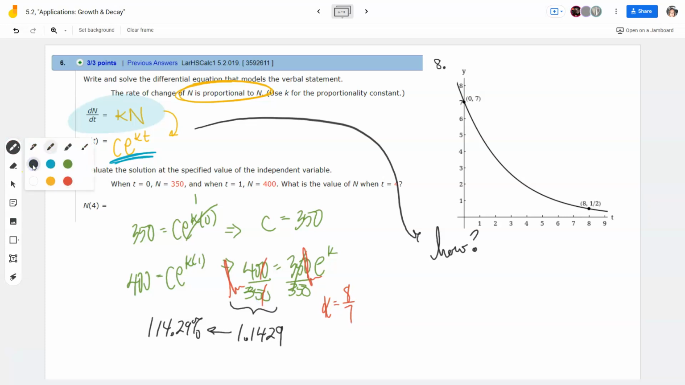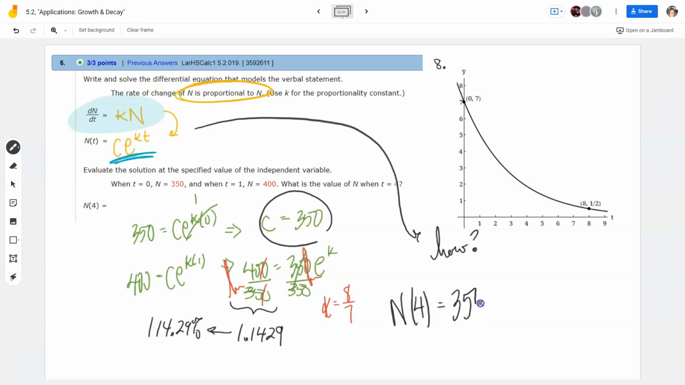I take all the information that I have, and I say n of 4 is my snazzy equation from back here, but I know the c. The c is 350. I know the e. Now I know the k. Ooh, where'd my ln go? My bad. ln of 8/7. Careful. What comes next is not in the ln. K times t, and t is, like they told me, 4. All you gotta do is plug and chug, cool kids.